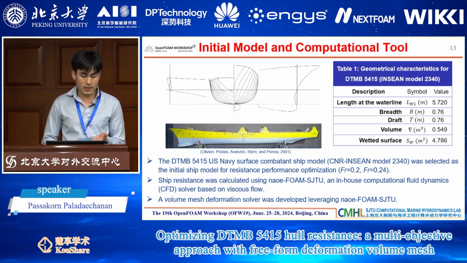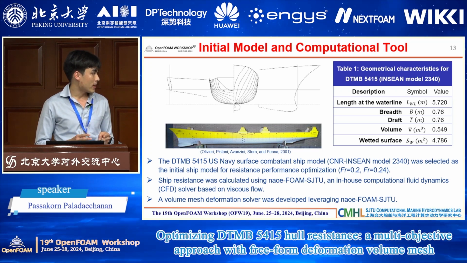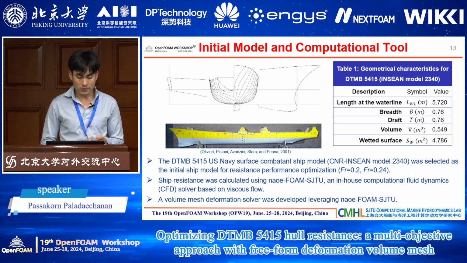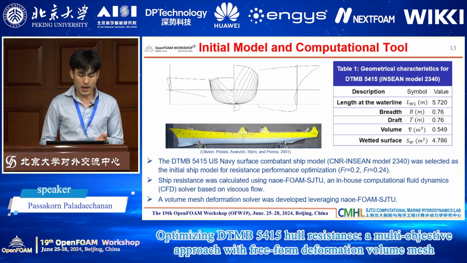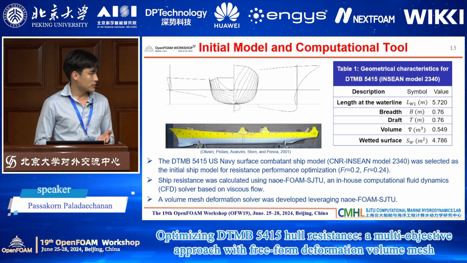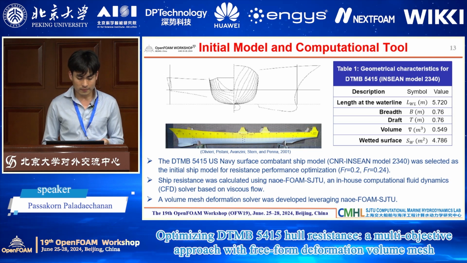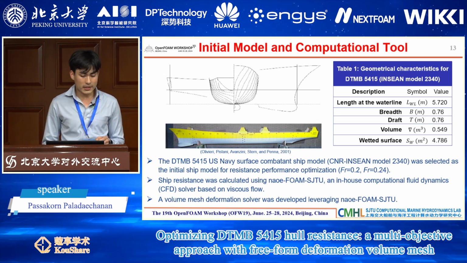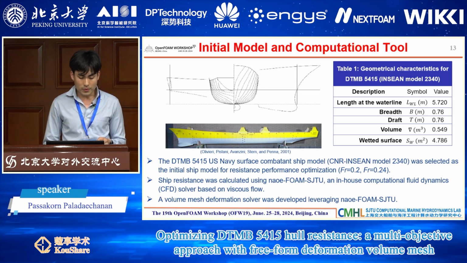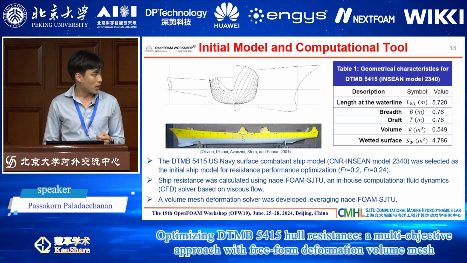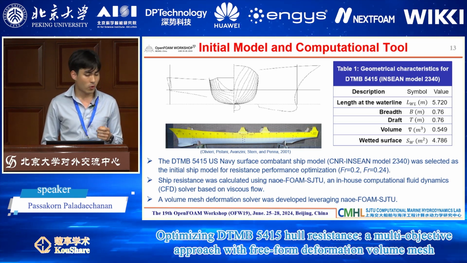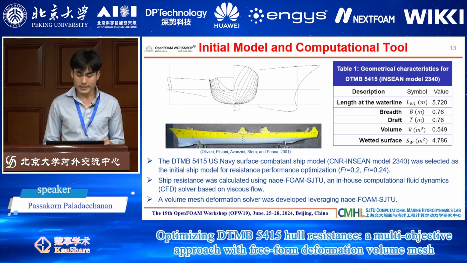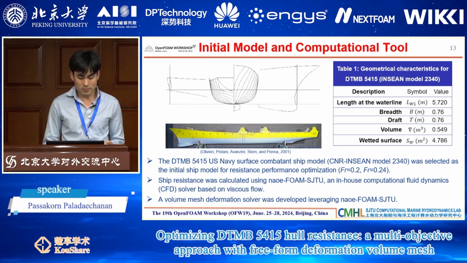This DTMB will be evaluated for its performance at two Froude numbers. The first Froude number is 0.2 and the other Froude number is 0.24. And to simulate the result, we use our in-house NAOE form SJTU solver in order to predict the resistance.